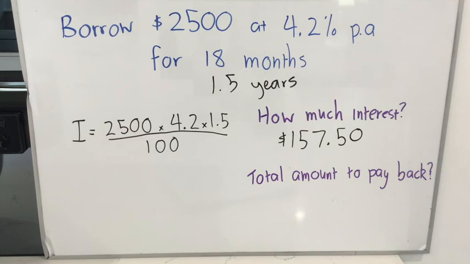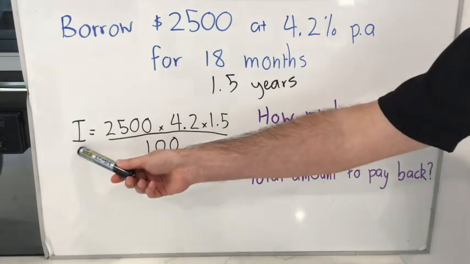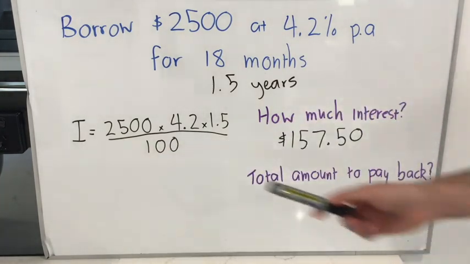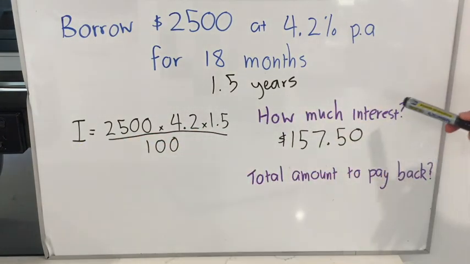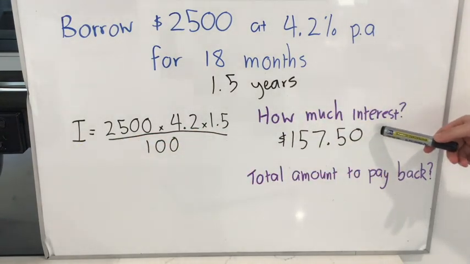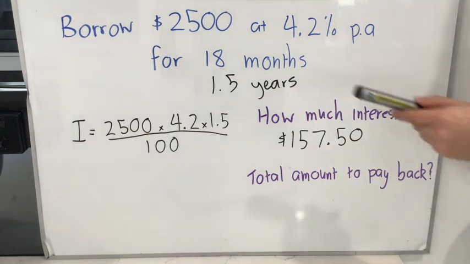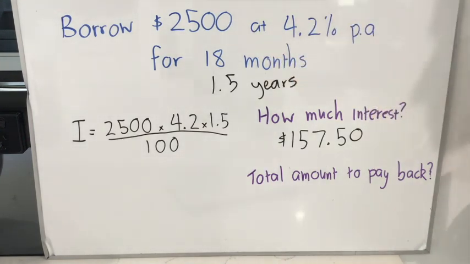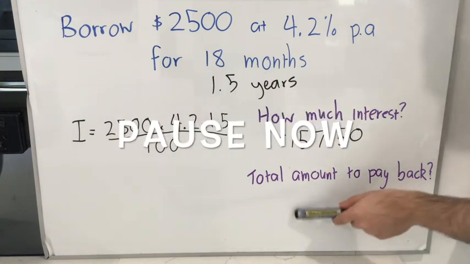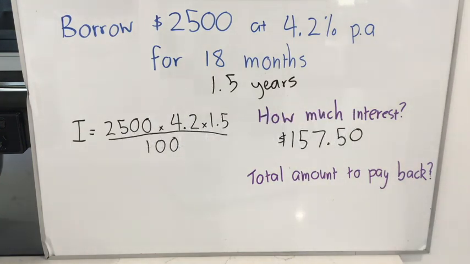All right, that formula will tell you how much interest you've been charged. That's what the I stands for. Remember, that formula tells you how much interest you've been charged. So that gives you that answer there. Now you have to work out how much you need to pay back. So think about this carefully. The bank gave you that much money, $2,500, and then they've charged you interest that you need to pay back as well. So think about what you need to do to find out this number here and write it down.